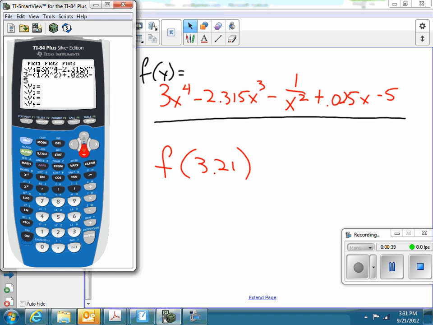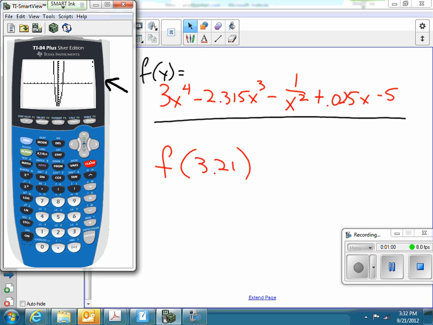If I was to do it, I would go to my y equals, and I entered it right there. Now I want to evaluate it for 3.21. So I can go alpha F4, that's alpha trace up.